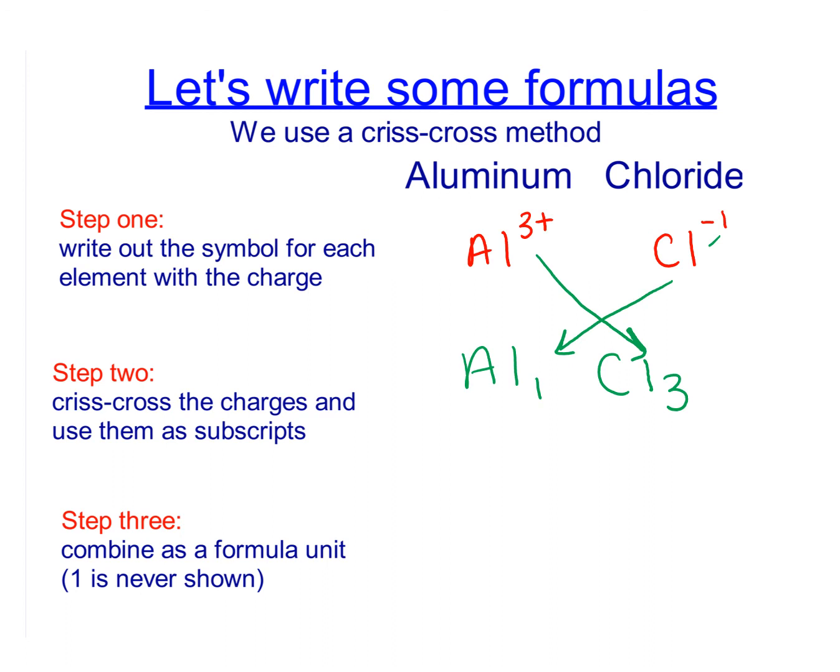And the last step of writing formulas is going to be combining the 2 atoms with their subscripts together. But the part I want you to realize here is that if it has a subscript of 1, we never ever write it. So the final formula here would simply be AlCl3. Notice I didn't write that 1 as a subscript, it just disappears.